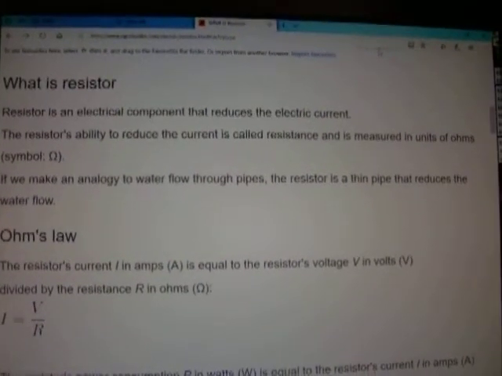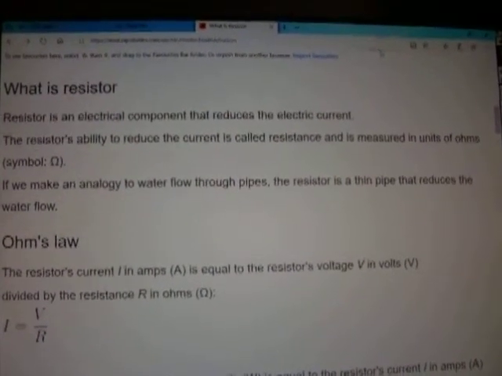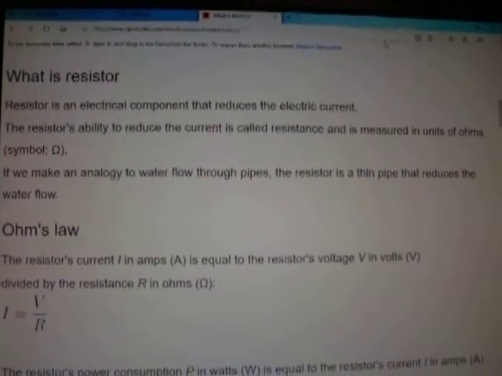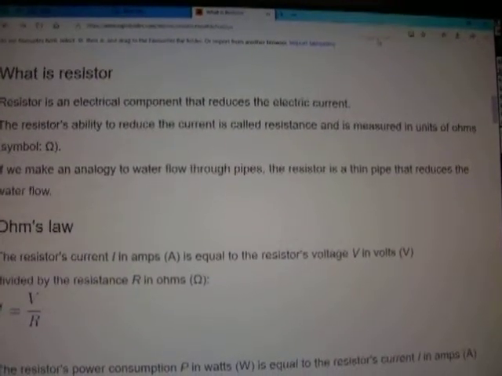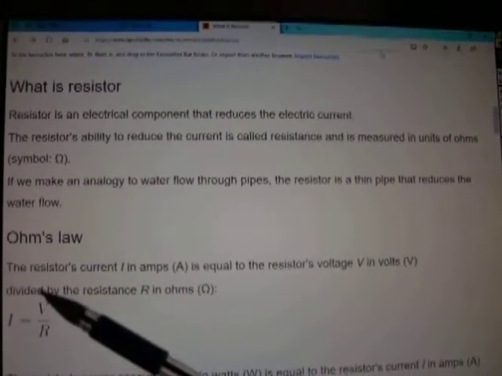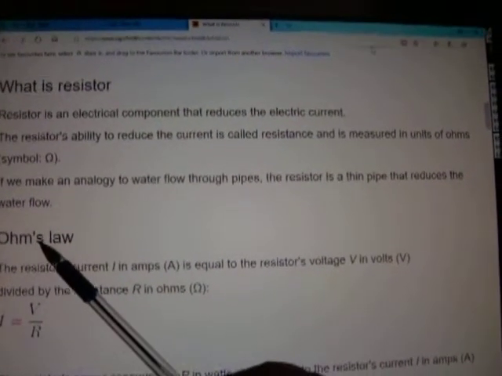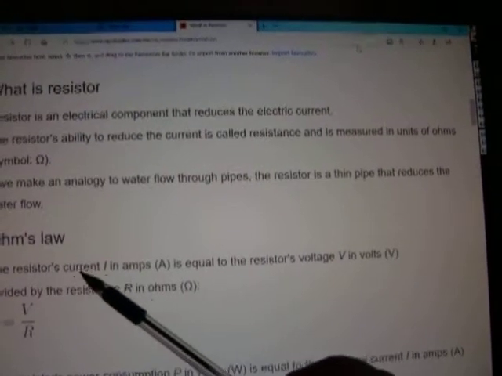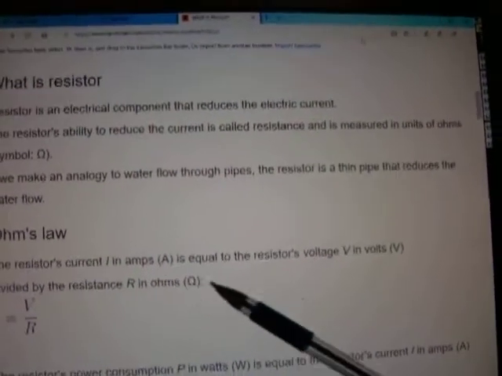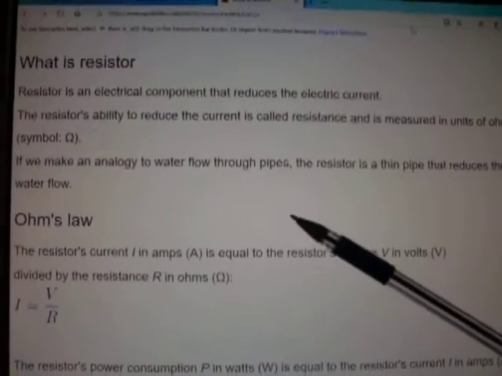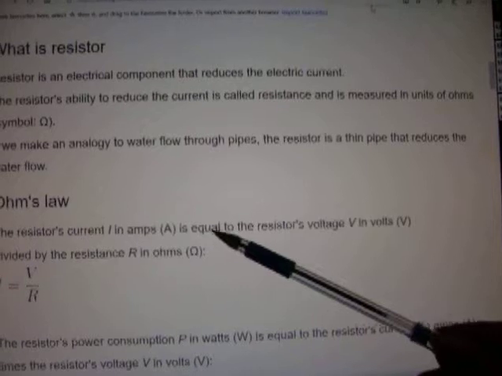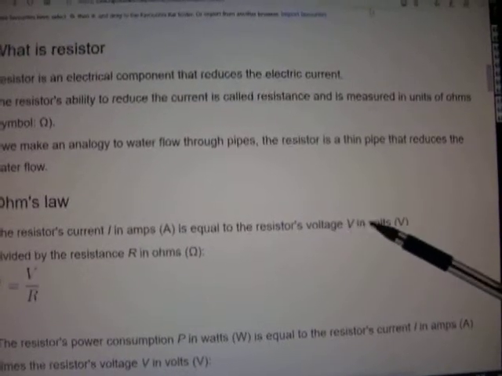What I want to look at purely as information is to provide you some information in regards to resistors. Now, a number of you are presently probably doing resistors at the moment, but what I want to go through is, bear in mind, remembering Ohm's law, okay? The resistor's current I in amps is equal to the resistor's voltage V in volts.